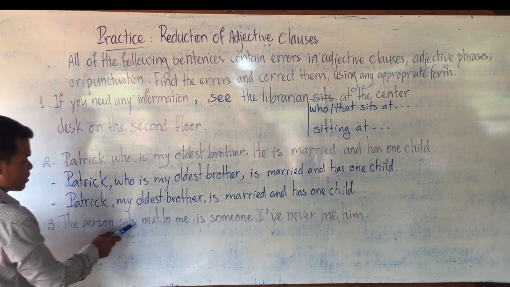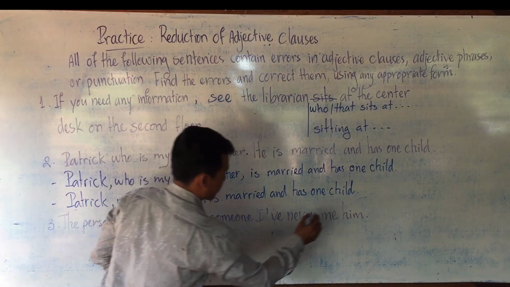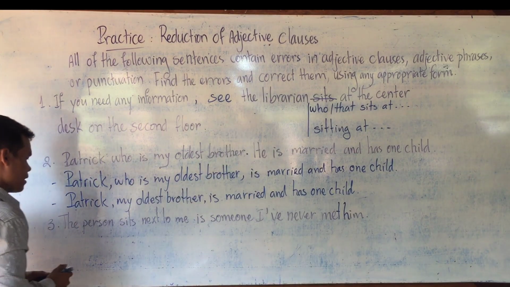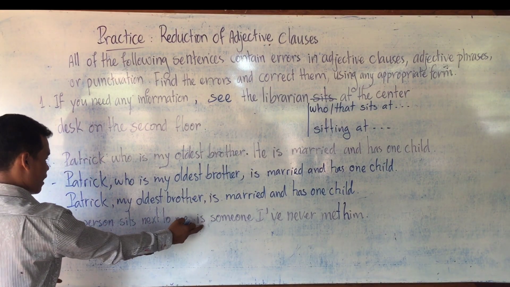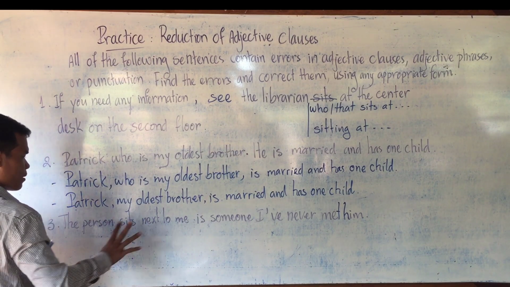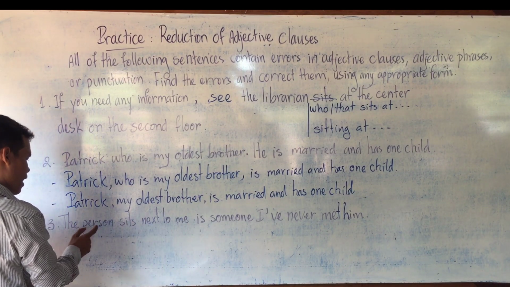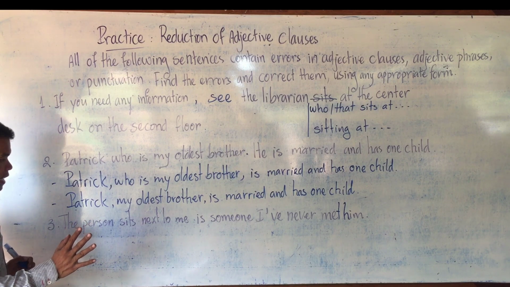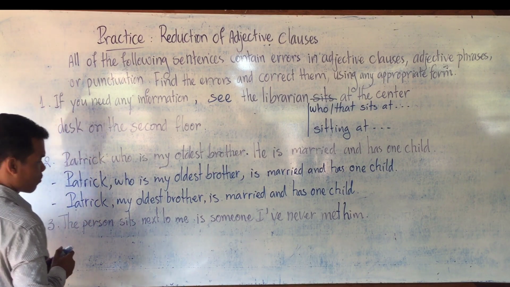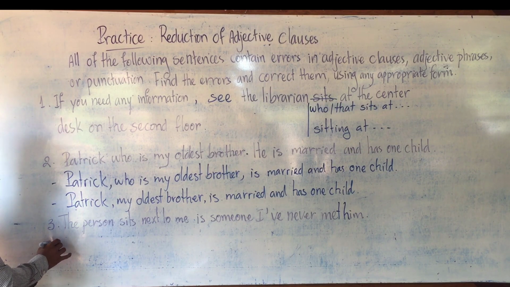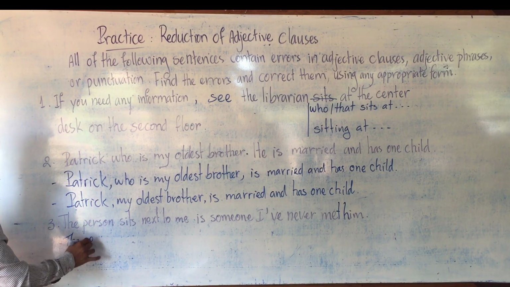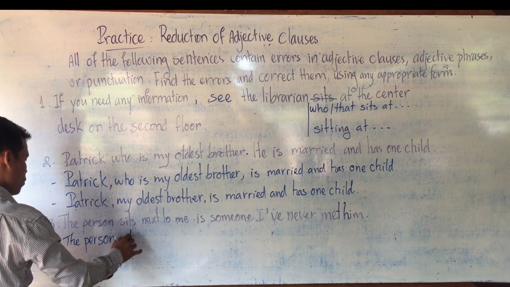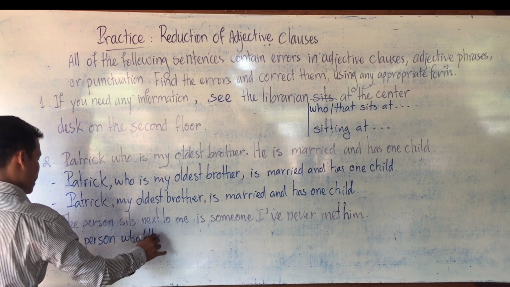Number 3: The person sit next to me is someone I never met him. Okay. The error is that the person sit next to me is, and sit, are 2 verbs. Without a subject for sit, we have a subject, but one sentence like this with two verbs without using any conjunction is wrong. Then we correct like this: the person, you can use who or you can use that.